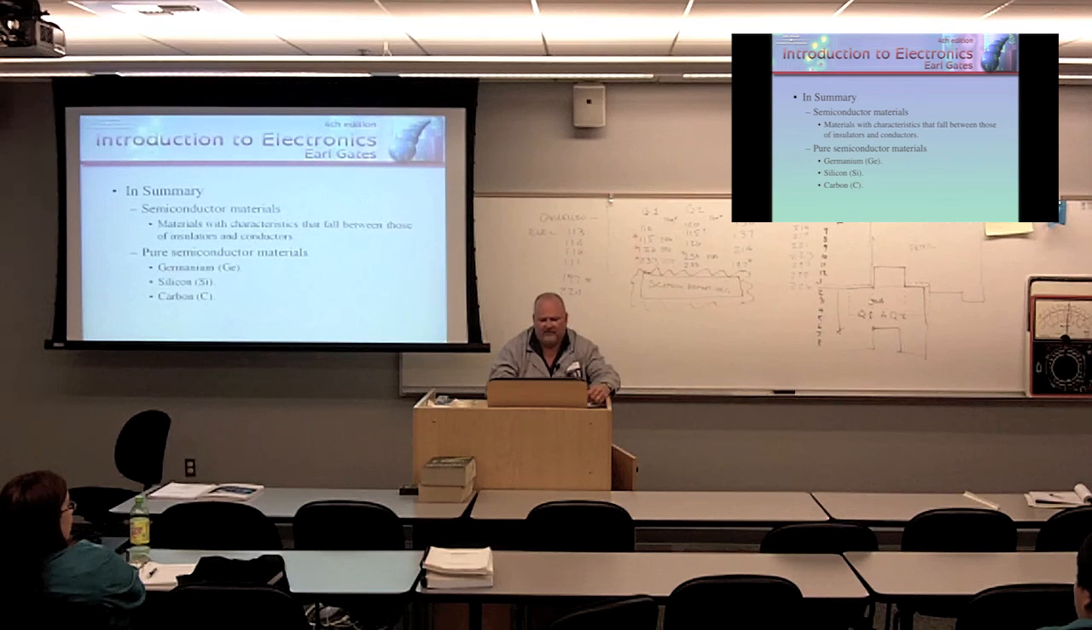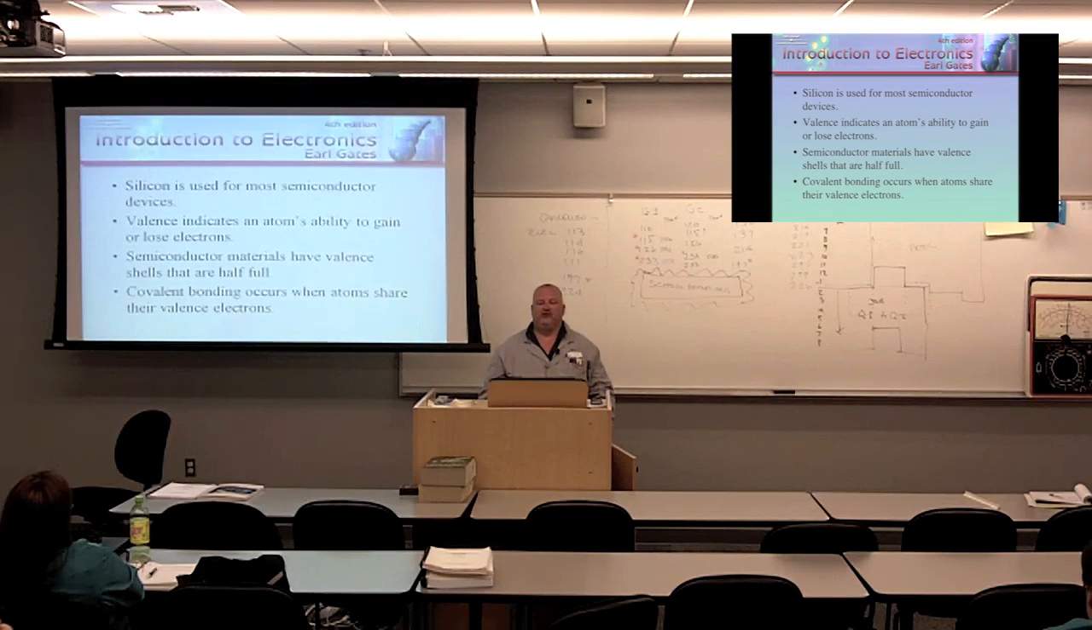I don't know how half the stuff works. Pure semiconductor materials include the use of germanium, which you'll see out in industry. Silicon, absolutely, it's number 1, the most popular. And carbon. I don't even know if in my entire adult life I've ever even seen carbon. I don't know. Couldn't tell you. Beyond the scope. Silicon is used in most semiconductor devices.